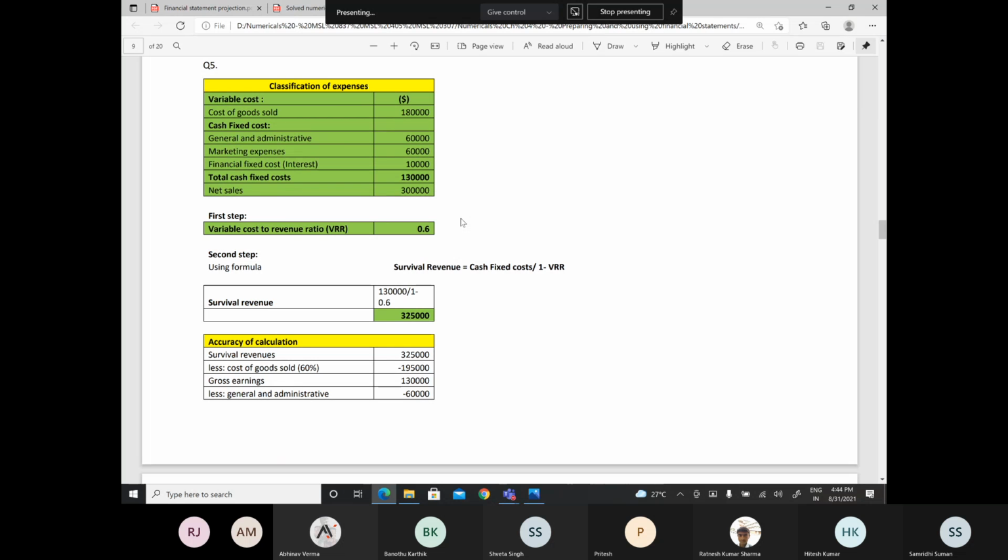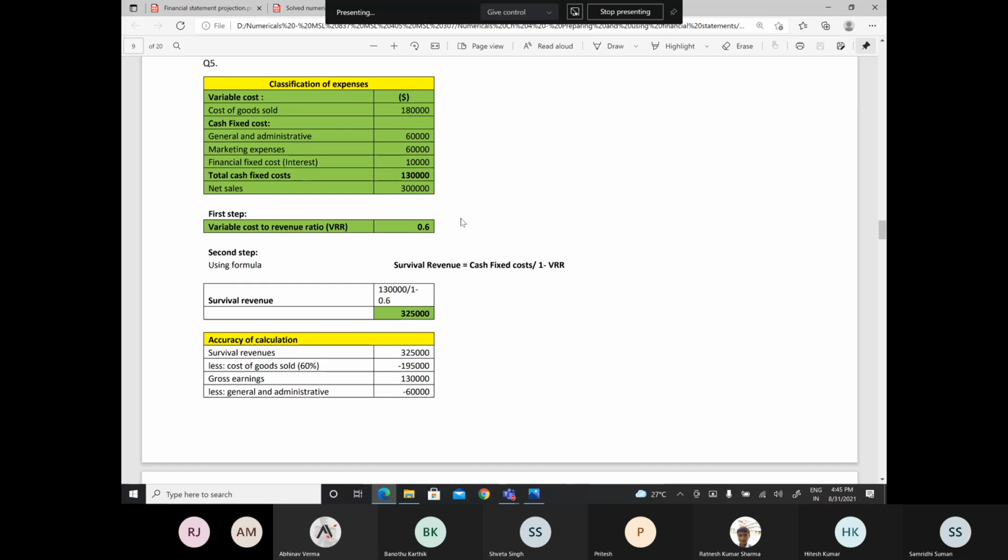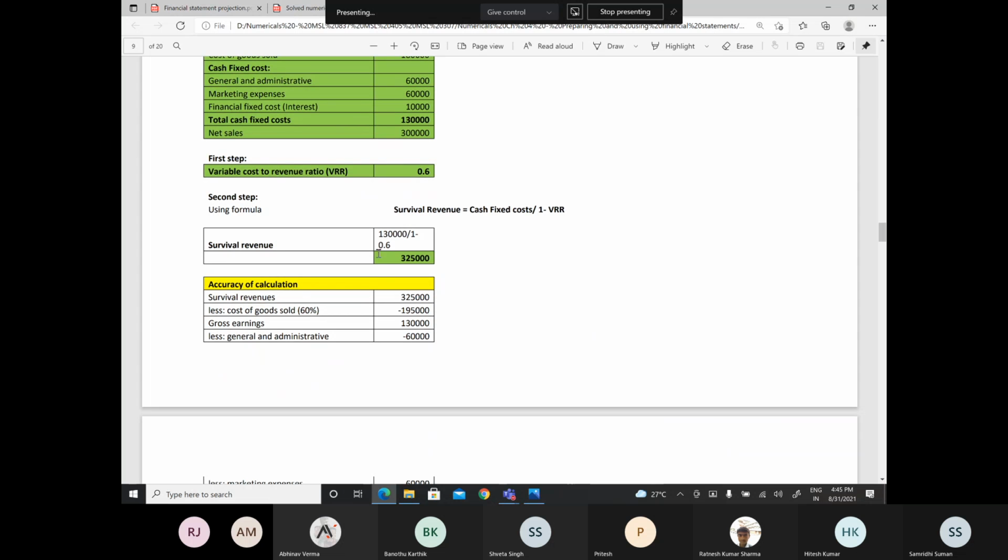Okay, and the net sales we are given as 300,000. So we know that the variable cost to revenue ratio, or VCRR, is 0.6. Okay, that is COGS of 180,000 on a sales of 300,000. Then we just have to apply all these values into the formula. You know that survival revenue is nothing but cash fixed cost divided by variable cost to revenue ratio. So it is nothing but 130,000 divided by 1 minus 0.6, which is $325,000.